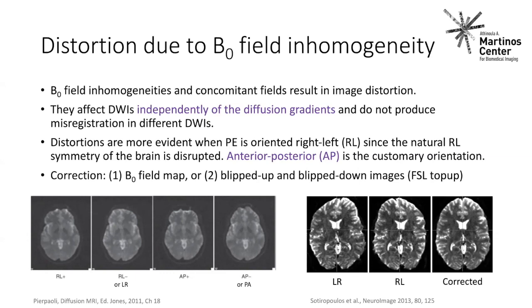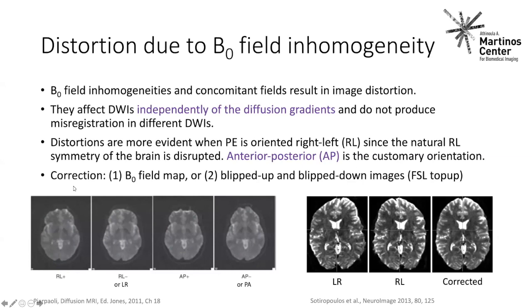And distortion is more evident when the phase encoding direction is oriented left-right, since the natural left-to-right symmetry of the brain is disrupted. So if we apply the phase encoding direction in the left-right direction, the brain really looks very distorted. But if we apply the phase encoding direction in the anterior-posterior or posterior-anterior direction, the brain still looks symmetric, so it doesn't look that weird. So the anterior-posterior direction is the customary orientation for phase encoding in most EPI.